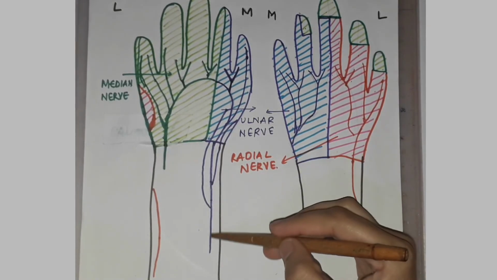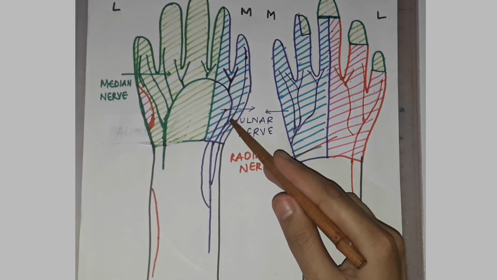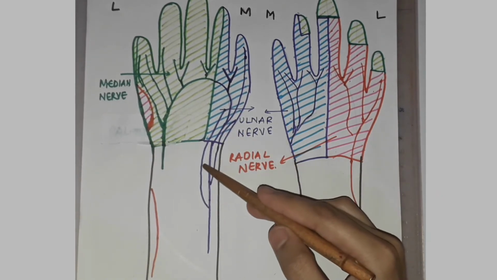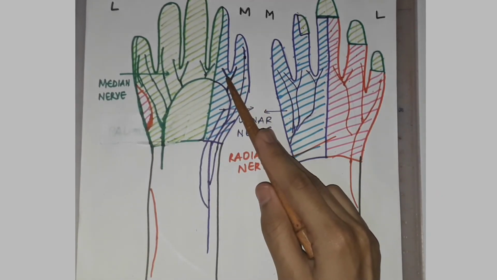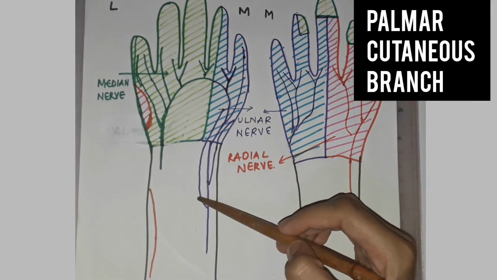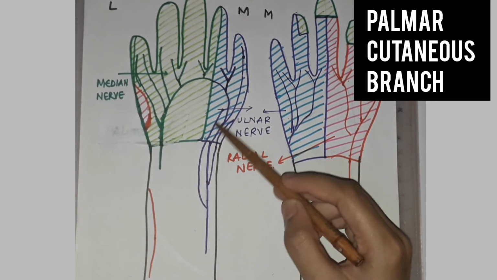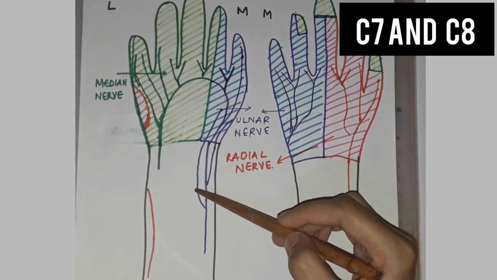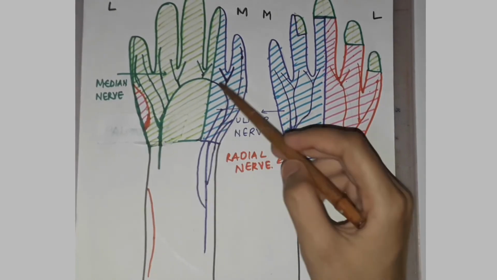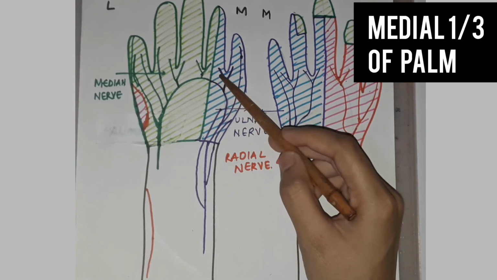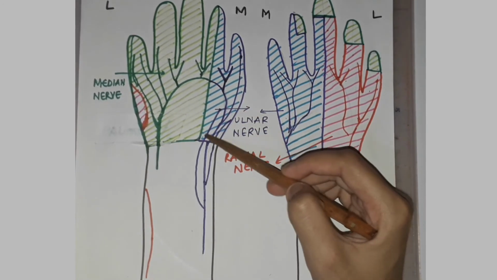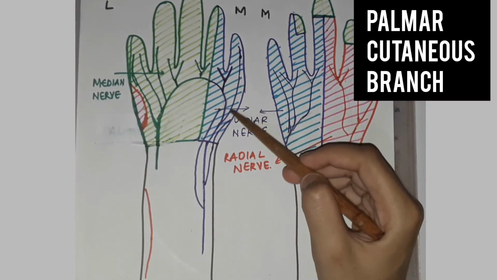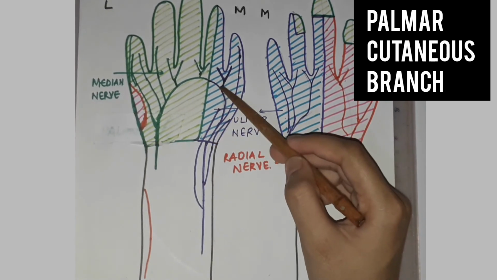This purple color nerve is the ulnar nerve, and it gives off three sets of cutaneous branches in the hand. The first branch is the palmar cutaneous branch. It has a root value of C7 and C8, and it supplies the skin of the medial one-third portion of the palm. So this area is supplied by the palmar cutaneous branch of the ulnar nerve.